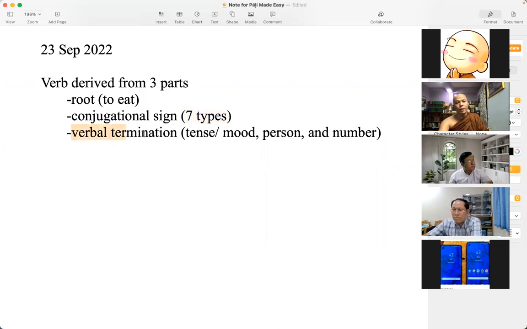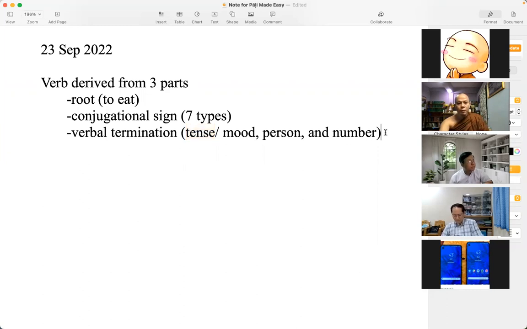And then the verb termination. That verb termination can denote what kind of tense. So knowing that verb termination, we can understand, oh, this verb is present tense, or past tense, or future tense, or first person, or singular, or plural, second person, and so on. So those parts are denoted by that verb termination.